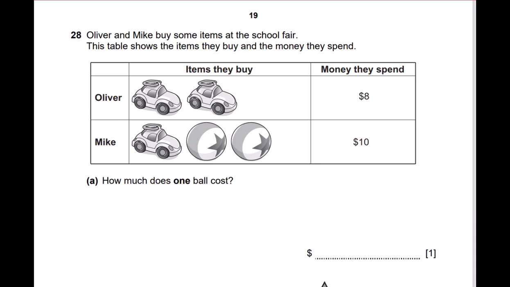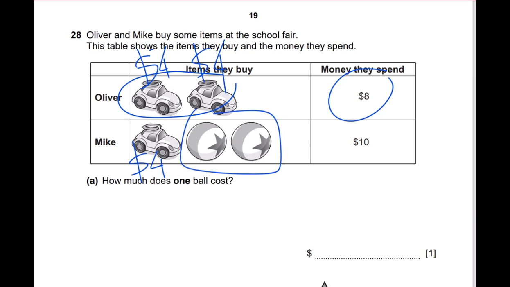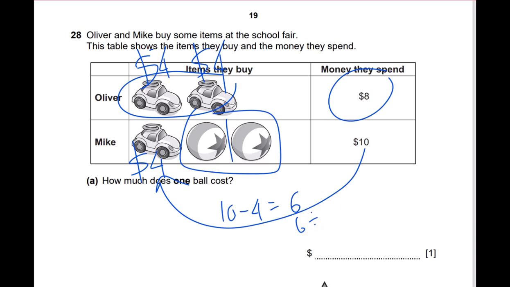If you need some more time, please pause this video. Now this is just a ratio or comparison. 2 cars is $8, so 1 car is 8 divided by 2, which is $4. Now if the car is $4, the 2 balls will cost the difference between 10 and 4. So 10 minus 4 is $6. For 2 balls, 6 divided by 2 gives 3. So each ball is $3. That's how we count. Okay, $3, guys.